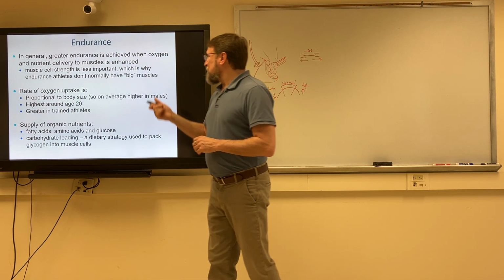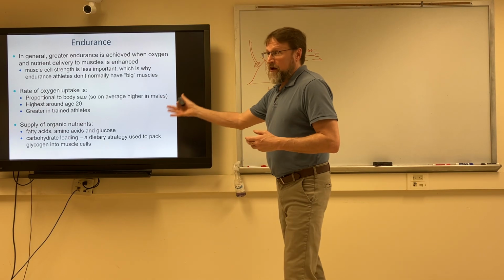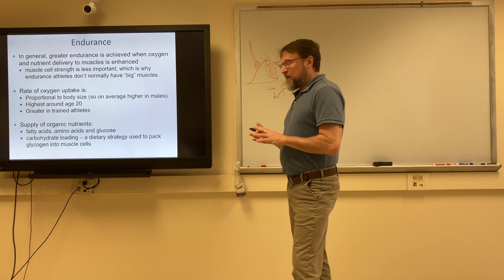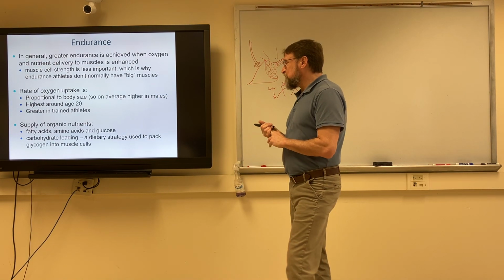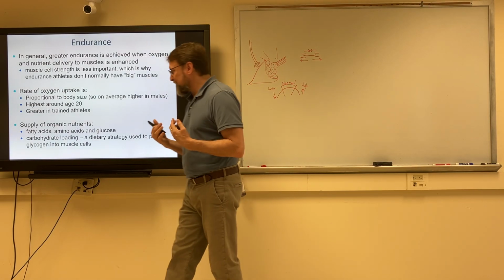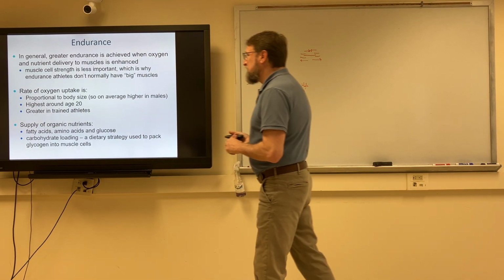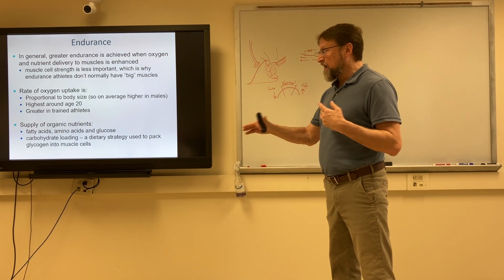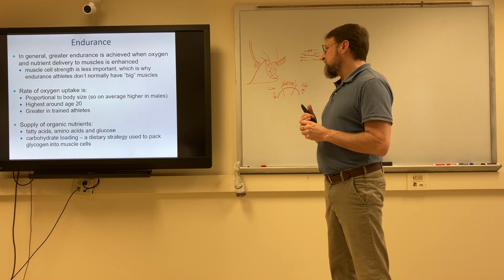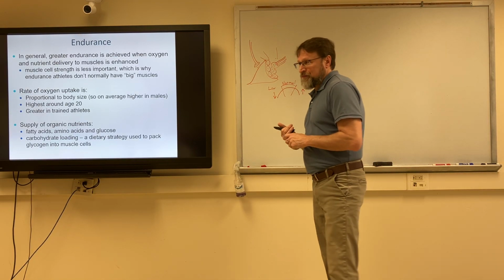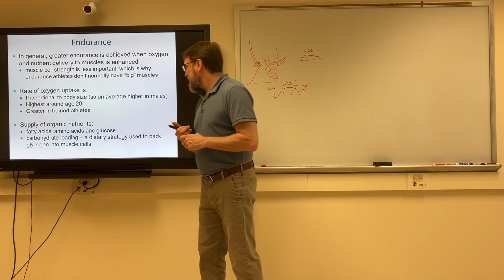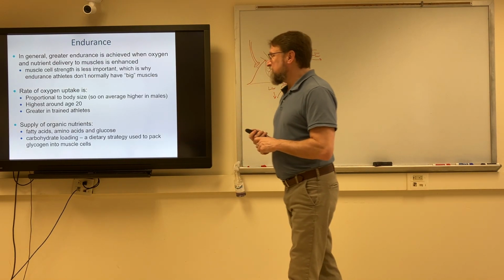The other thing that will affect our endurance is what you have in your diet. So fatty acids, amino acids, and glucose are the fuels. We need those. We need the amino acids to build the muscle, and the fatty acids will be another form of fuel over time, where glucose is the immediate fuel source. And then carb loading is, as I mentioned, a way to pack the body with glycogen ahead of an activity and you're ready to go.